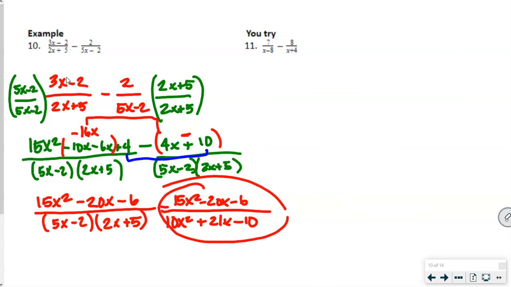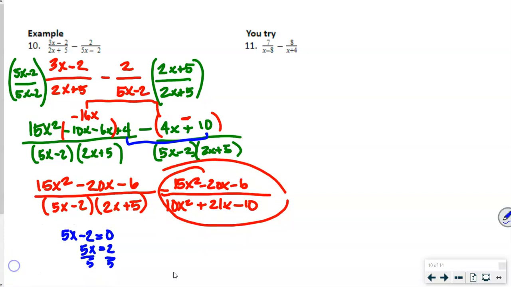Now, the last thing we need to do is go ahead and set our factors of our denominator equal to 0. So we've got our 5x minus 2 equals 0. So we're going to add 2 to both sides. So that's going to give us 5x equals 2. Then we're going to divide both sides by 5. And so that's going to give us, let's see if I can scroll down, y'all. So this one's going to be x cannot equal 2/5.